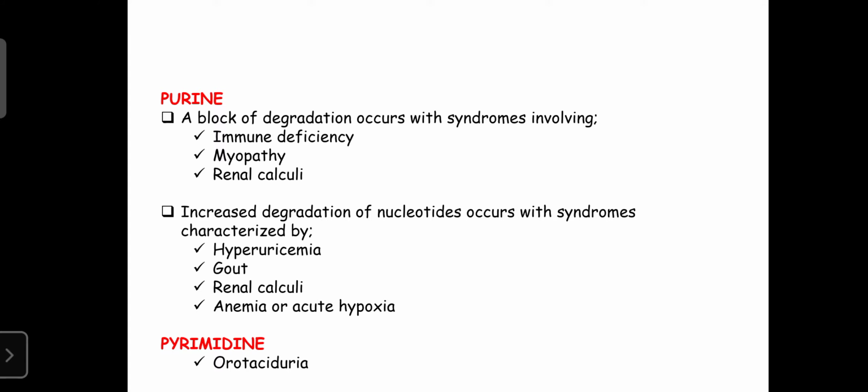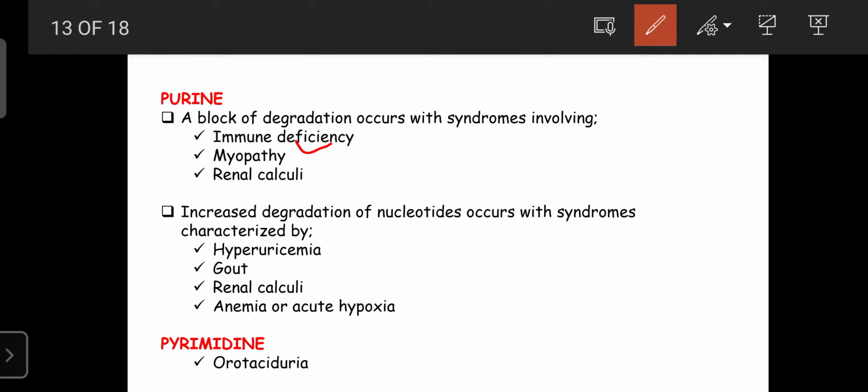Some people also suffer from myopathy, and the blockade of purine degradation is responsible for the development of renal calculi. Regarding increased degradation of nucleotides, some syndromes also occur. Those are hyperuricemia. More degradation means more uric acid is formed, because the end product of purine nucleotides is uric acid. So hyperuricemia, or high uric acid, occurs in the plasma.